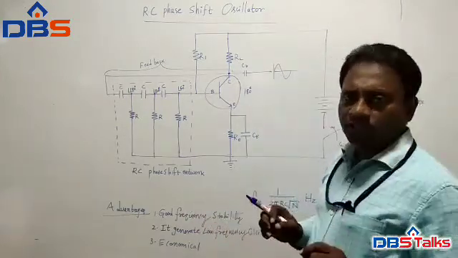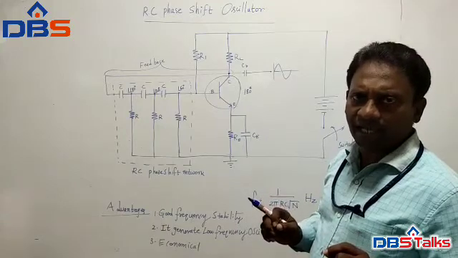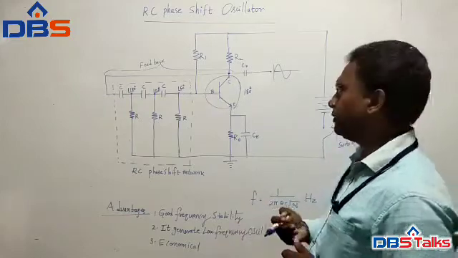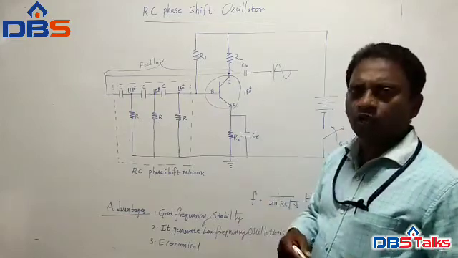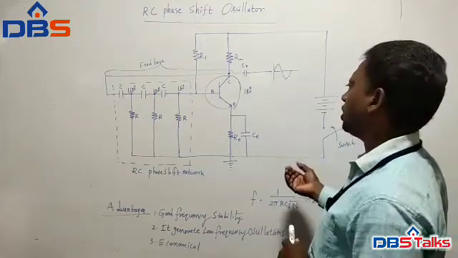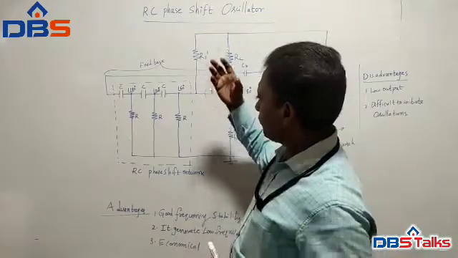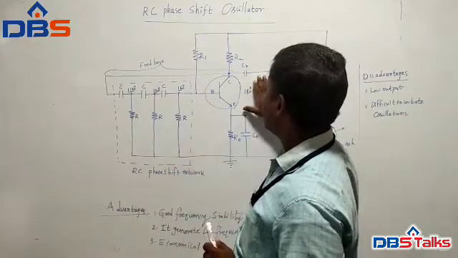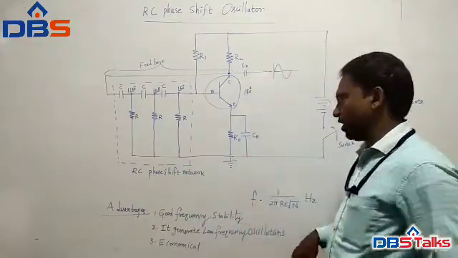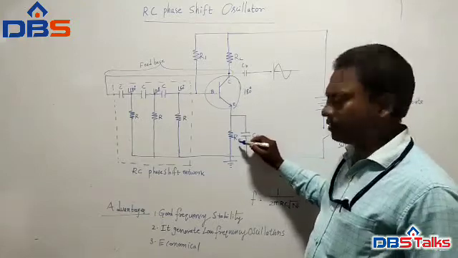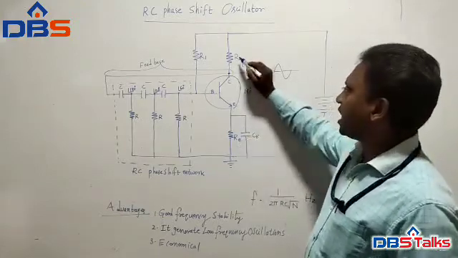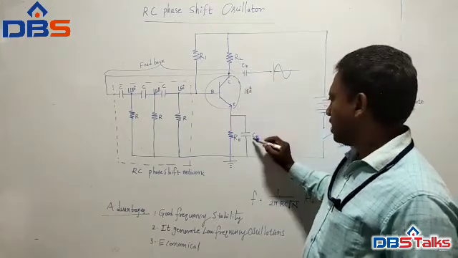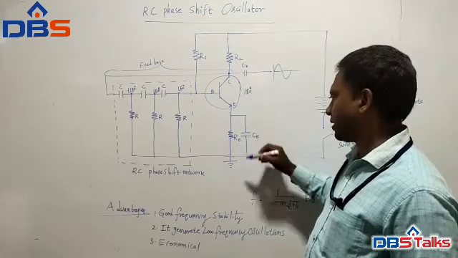So according to the Barkhausen criterion, the magnitude of the loop gain must be 1 or slightly greater than 1, and the phase angle of the loop gain must be 0 or 360 degrees. Now that 180 degrees is provided by the RC phase shift network, and another 180 degrees is provided by the CE amplifier. This is the emitter resistor, this RL is the load resistor where we take the output. This is a blocking capacitor, and this is the emitter capacitor or bypass capacitor.